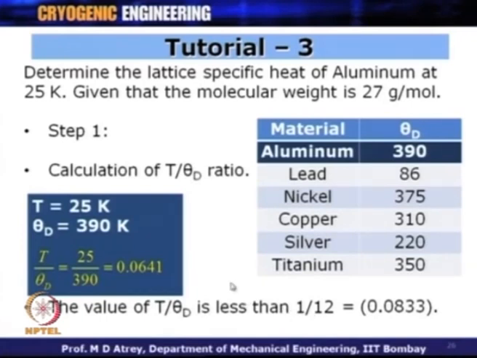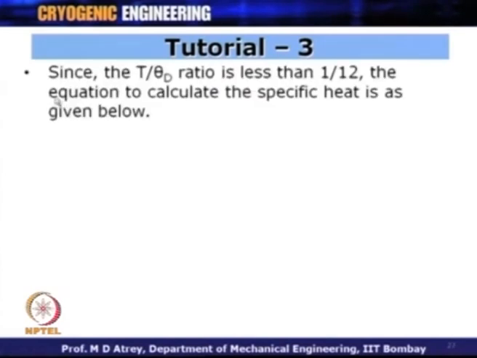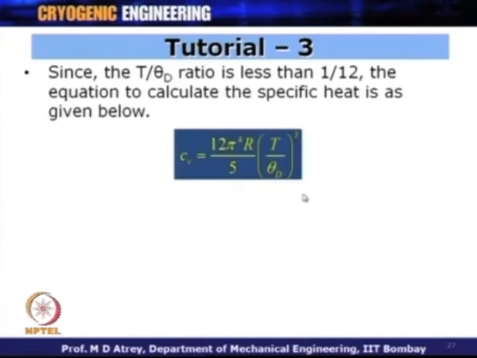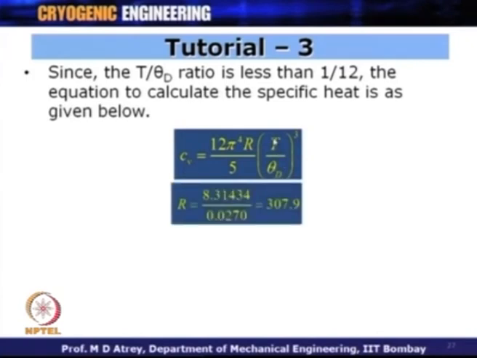That means we can apply a simple formula to calculate the value of Cv in this case, right. Since the T by theta d ratio is less than 1 by 12, the equation to calculate the specific heat is as given below. Now, with this equation I can calculate the value of Cv, which is completely T by theta d dependent. We know the temperature T is 25 Kelvin in this case, and the T by theta d value is known to us. If we put those values, for corresponding R, universal gas constant 8.314 divided by the grams per mole.